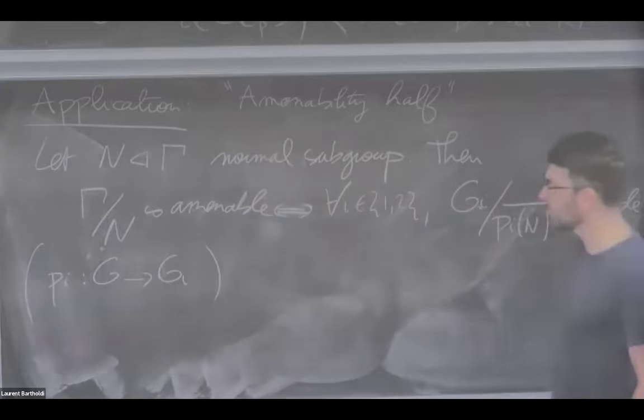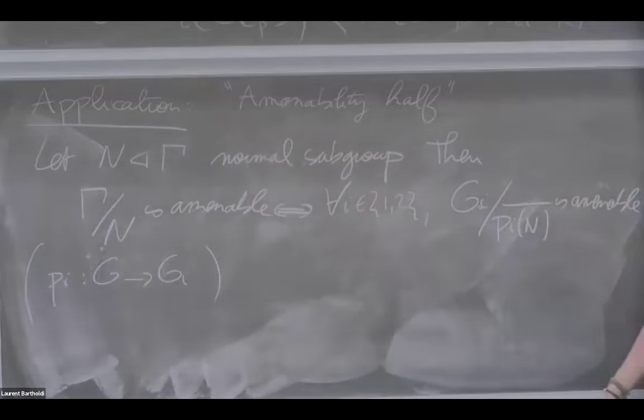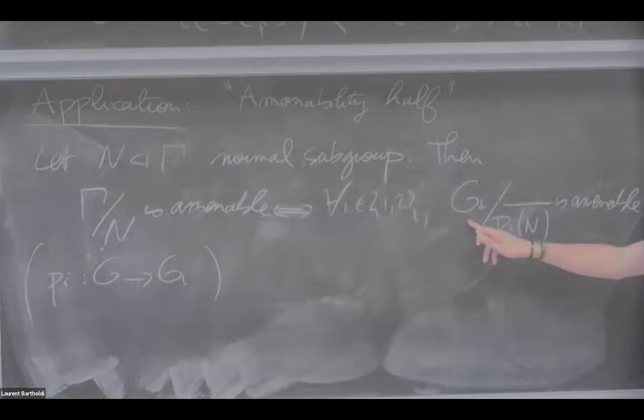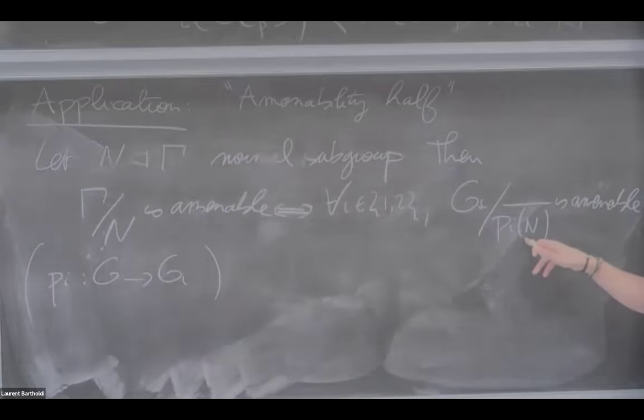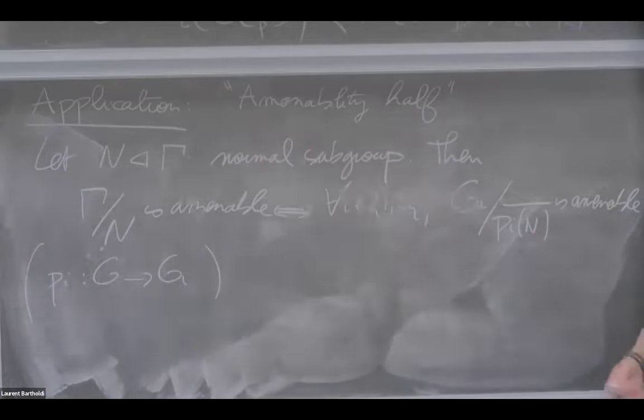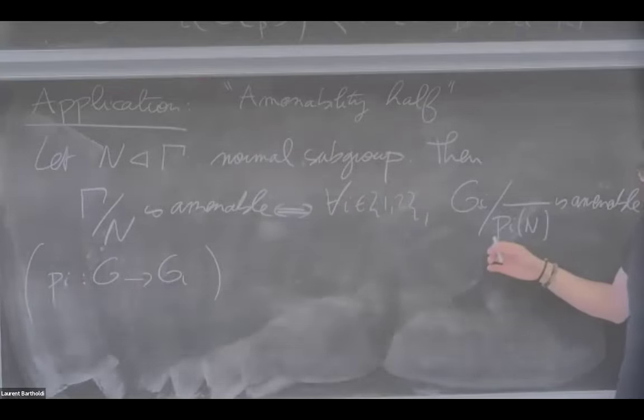So this is what I wanted to mention. And for instance, you see right away that if you assume that the groups G1 and G2 are topologically simple, well, this condition will be satisfied as soon as P_i(n) is different from the identity, right? Because then the closure will be a non-trivial normal subgroup, and then the quotient has to be trivial. Okay, so this condition is very easy to satisfy.